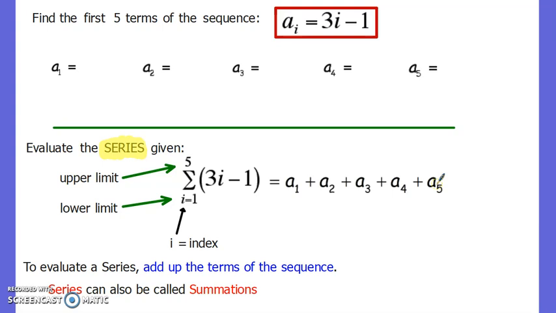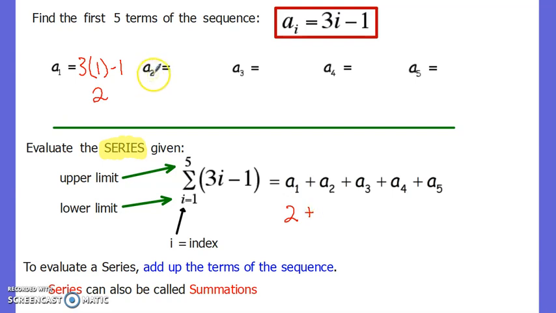So notice at the top of the screen, I've got that same sequence, right? The sequence is talking about just finding the individual terms. Again, the series means we will add them up afterwards. So let's find all the terms of the sequence. If i were 1, a sub i here, we would plug 1 in. So we're going to say 3 times 1 minus 1, which is 3 minus 1, is 2. And so a sub 1 would have been equal to 2.